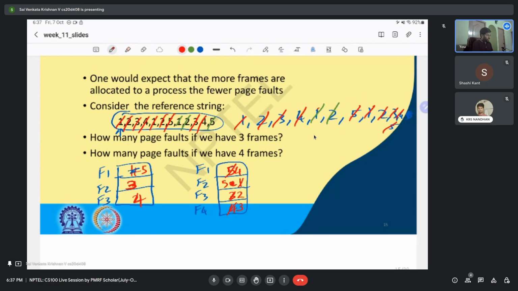So compared to the scenario where you had 3 frames, where you had 3 hits, with 4 frames you had only 2 hits. Do you see that the page faults increased by 1?